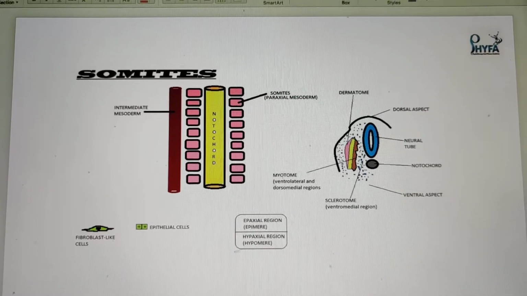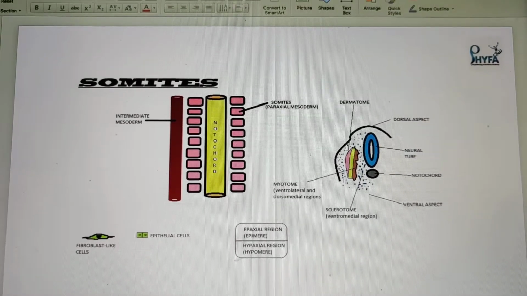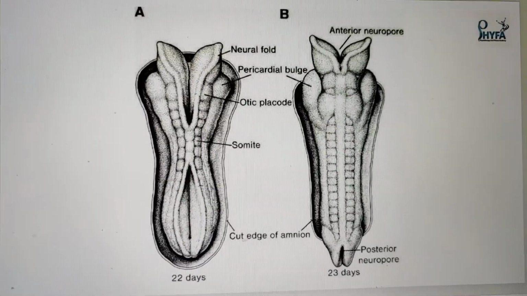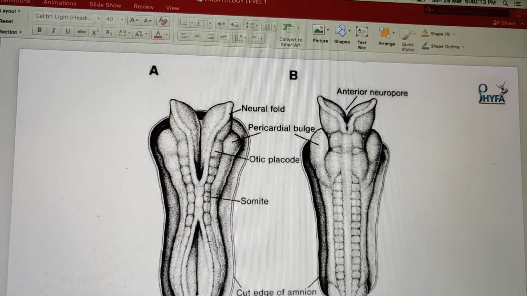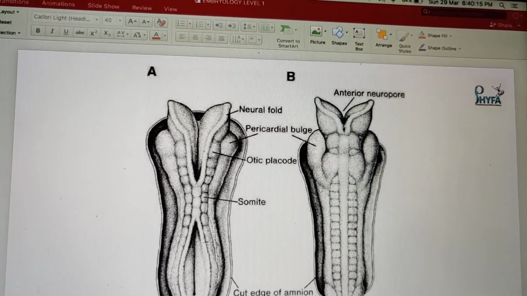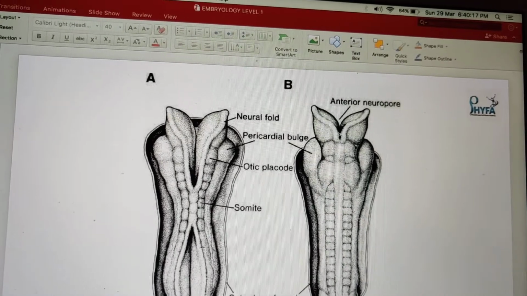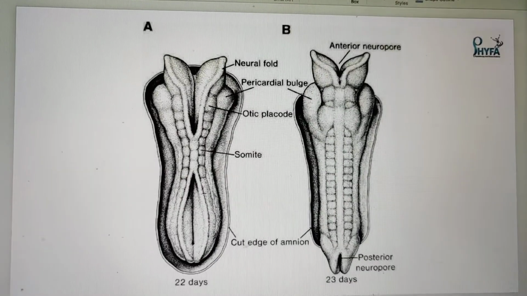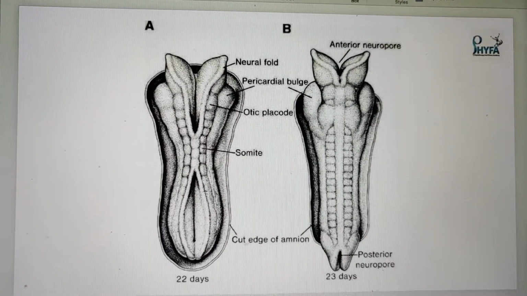These somites divide into two, dorsal and ventral area, and from the visceral and somatic layer of intraembryonic mesoderm, and some vertebral column is derived from the ventral part of the somites.